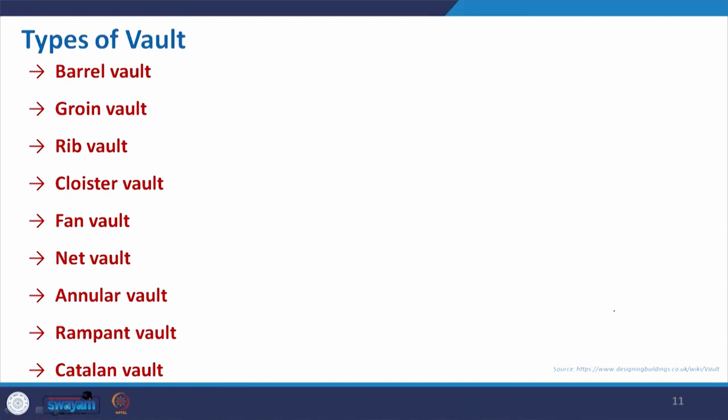Now coming to the types of vaults, depending on the shape and other things, there are many classifications. What I have picked up is basically the type of barrel vault, and we'll discuss each of them with some images. The groin vault, rib vault, cloister vault, then the fan vault, nave vault, annular vault, rampant, and then Catalan. So what exactly are they and how they differ in appearance, we will go through it.